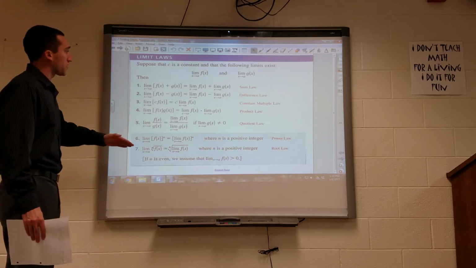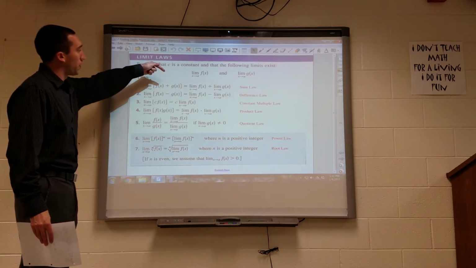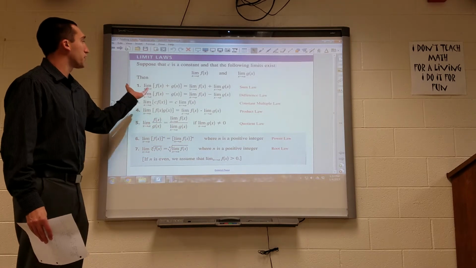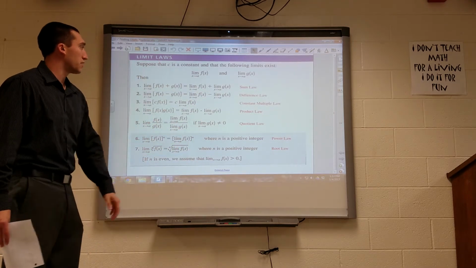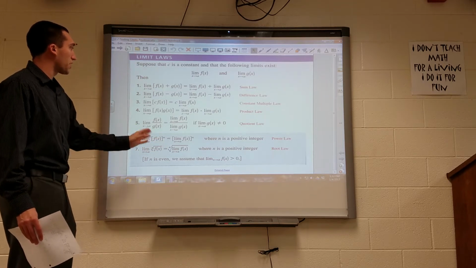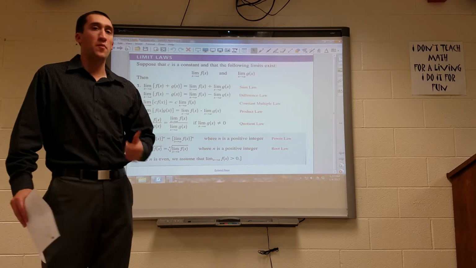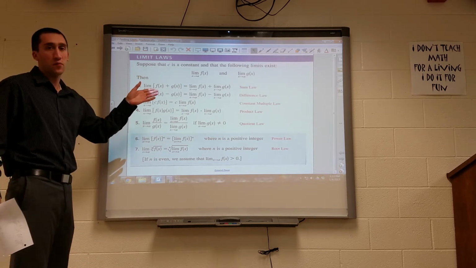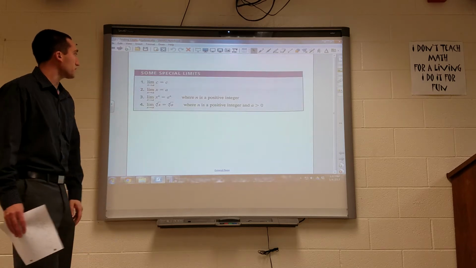Pretty self-explanatory, allows us to break up sums inside the limit into the individual limits, differences inside the limit into the individual limits, and I think the other ones are pretty self-explanatory. So as we go through the examples, I'll refer back to this, but I'm not going to go through and explain each one because I think they're pretty self-explanatory.